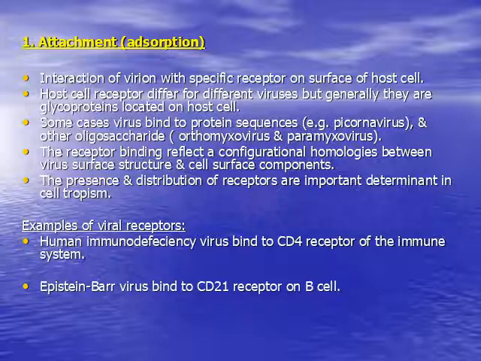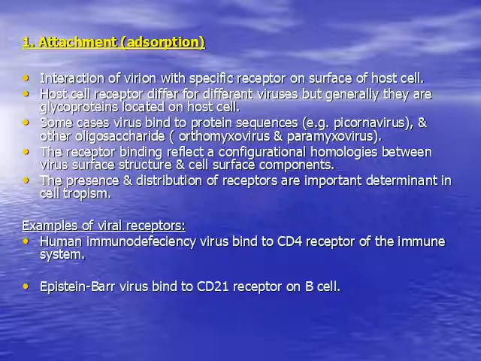Some viruses bind to the protein moiety of this receptor, for example picornavirus. On the other hand, other viruses bind to the oligosaccharide moiety of the host receptor, such as in the case of orthomyxovirus and paramyxovirus. The receptor binding reflects configurational homologies between the virus surface structure and the cell surface components.